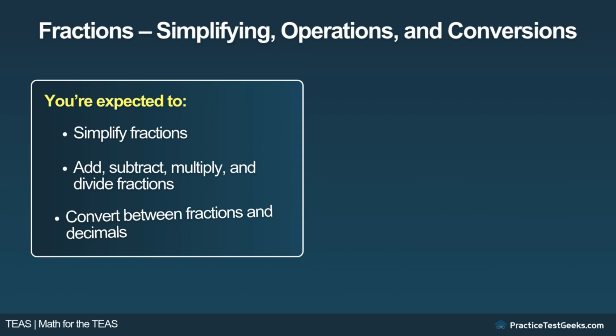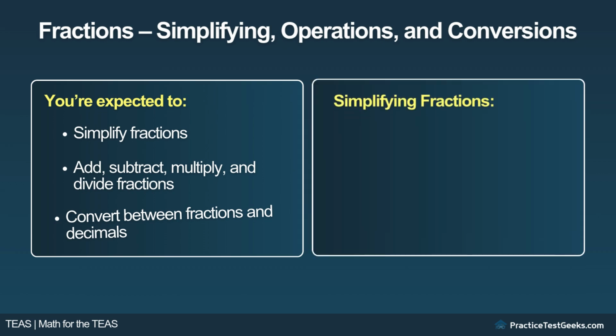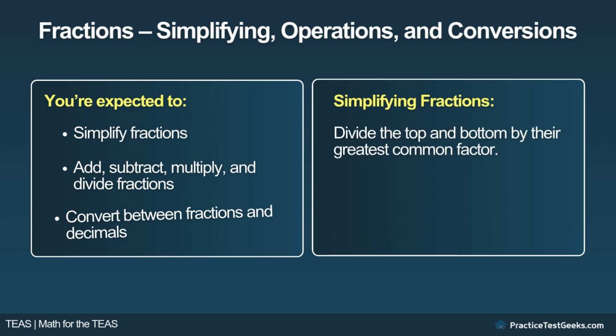First, let's talk about simplifying fractions. All you have to do is divide both the top and bottom by their greatest common factor. Example, 6/8 becomes 3/4 when you divide both numbers by 2.